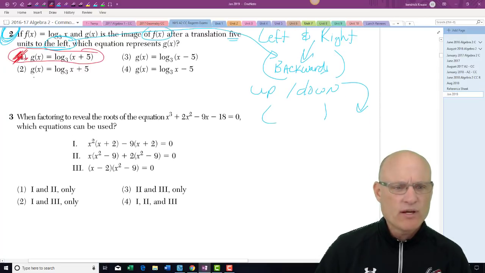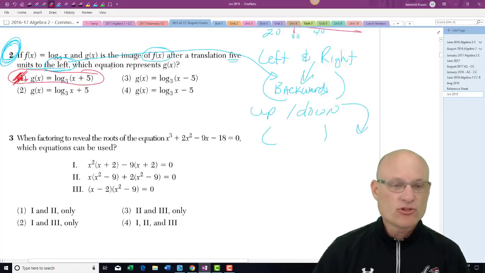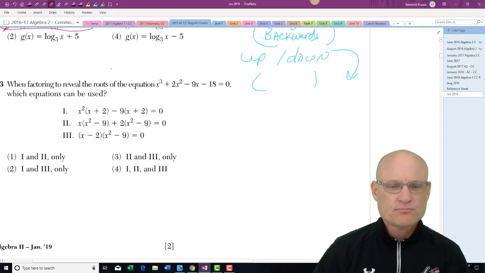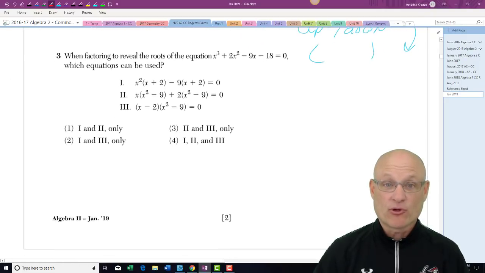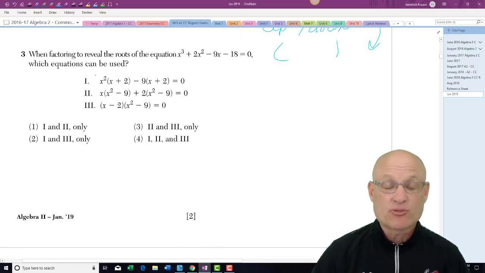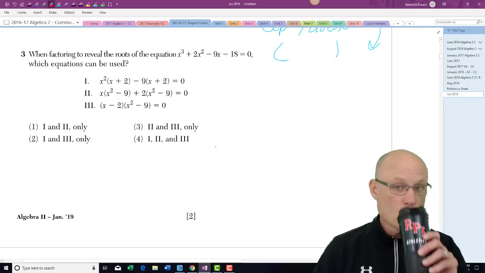All right, let's see what we got here. When factoring to reveal the roots of the equation, which expression can be used? So I showed you how to use the calculator on this one. I'm always going to show you the mathematical way to do these first. And then I'm going to, quite frankly, tell you that you probably shouldn't be doing this one this way, and I'll show you a real calculator trick.